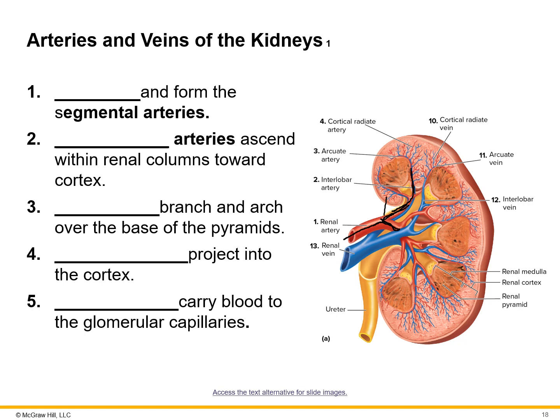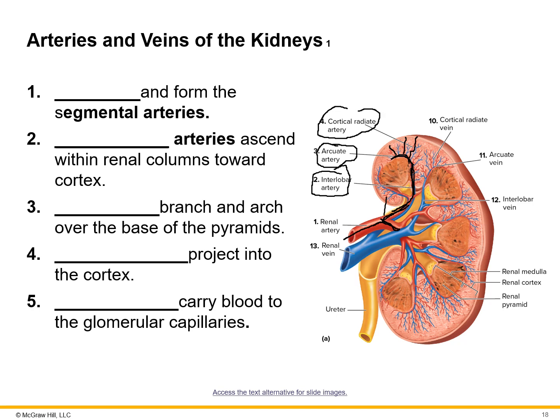So this segment right here is your interlobar artery. So if it goes down the side of the pyramid right here, it's interlobar artery. Then it curves or it arcs around the base of the pyramid right here. That segment right there is called the arcuate artery. From there, it splits into smaller blood capillaries that radiate outward into the cortex. And so those are called the cortico-radiate arteries. They radiate out into the cortex.